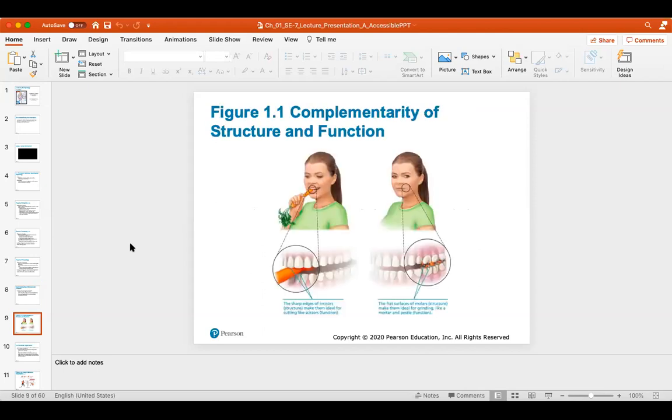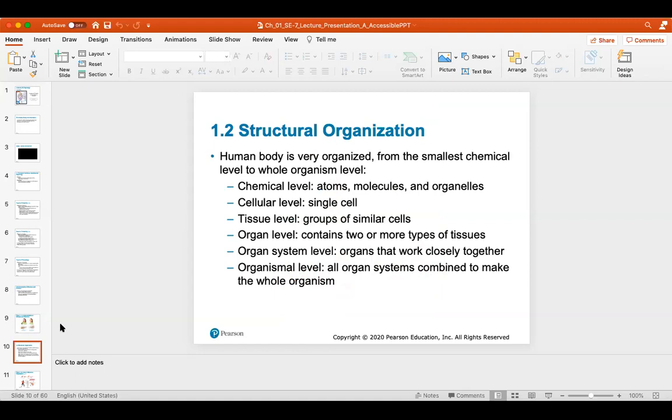And an example of this is just looking at how your teeth are designed. The sharp edges of your incisor teeth, which are the pointier ones, are ideal for cutting things like scissors, which is the function, and the flat surfaces of your molar teeth, which are more in the back of your mouth, make them ideal for grinding, like a mortar and pestle. So this again describes how structure and function are directly related in anatomy and physiology.